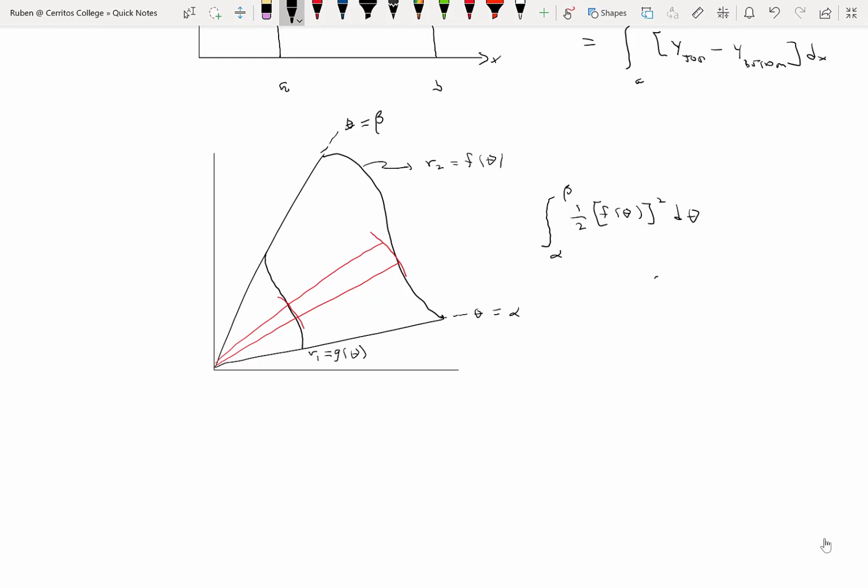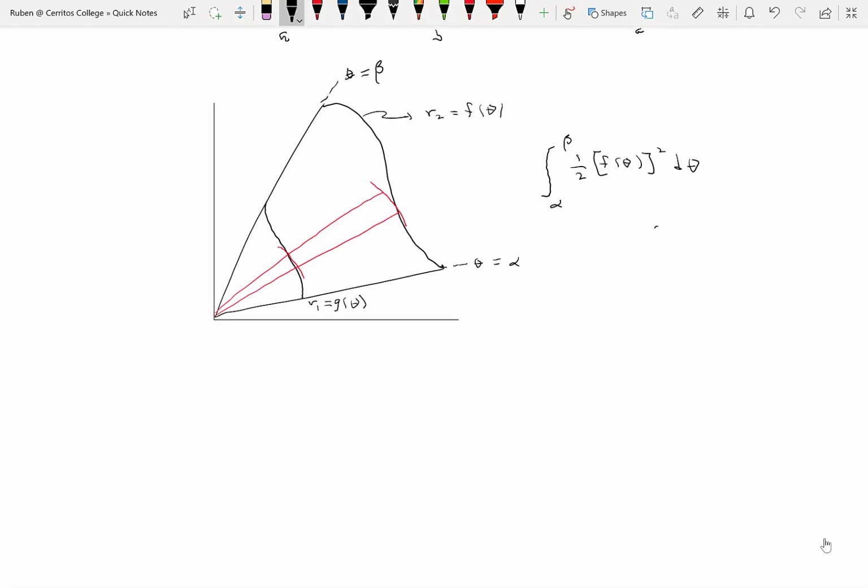Okay, now to actually find the area between the two curves, here's where it's really simple. The development of this formula is very simple. We subtract out the area captured between the origin and R1. By our initial formula earlier, that is the integral from alpha to beta of 1/2 g of theta, the inner function squared, d theta. Well, we can combine these two integrals into one integral.